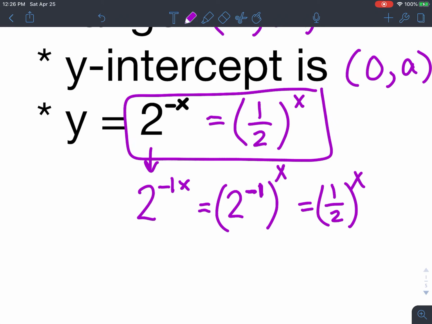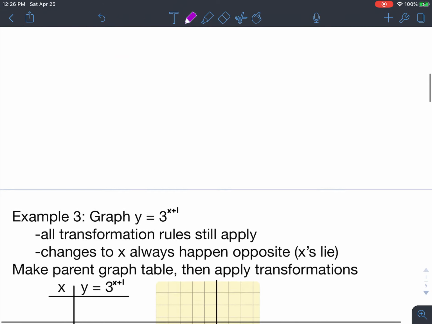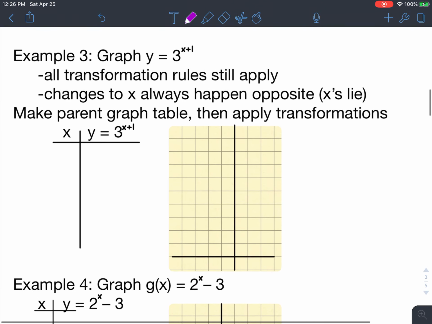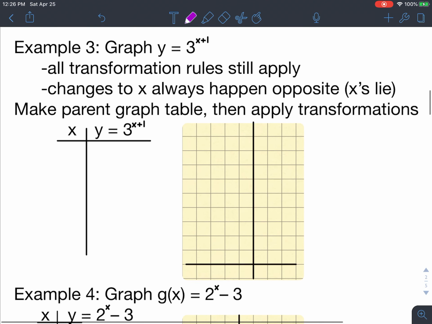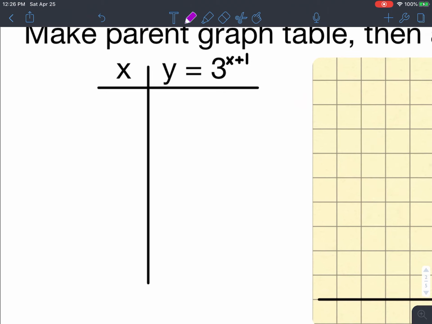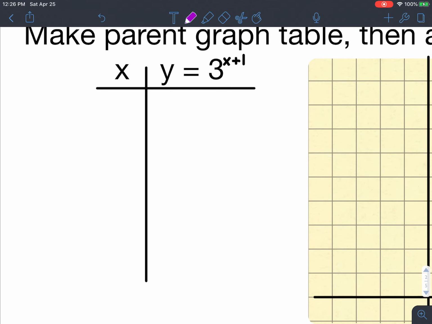Okay, next we're going to work on some transformations of exponential graphs. So we'll take the example y equals 3 to the x plus 1. Every transformation rule that you have already learned still applies and in the same way. Remember that changes to x always happen opposite. X's lie. So make a parent graph table and then apply the transformations. So we're going to make a parent graph table actually for y equals 3 to the x. And then we will apply the transformations to that.